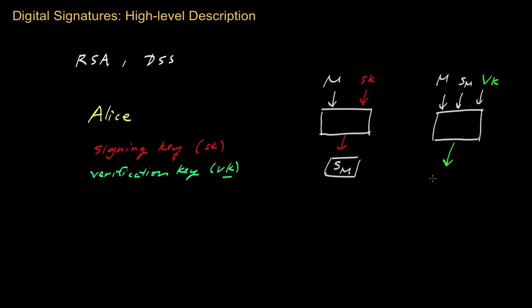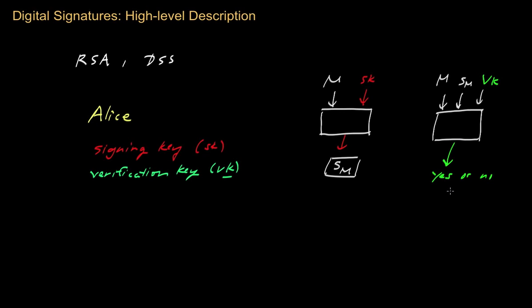You can verify everything with knowledge of only the public verification key. And the verification procedure basically outputs a yes or no. It tells you, should I accept the signature or should I reject it? Okay? It's a basic validation procedure.